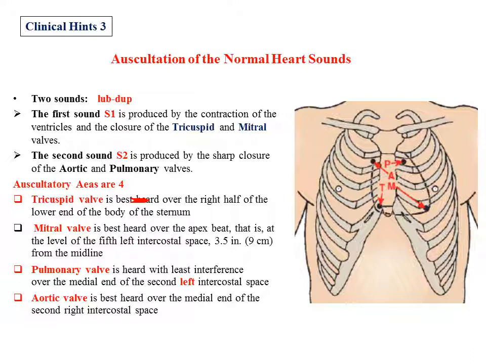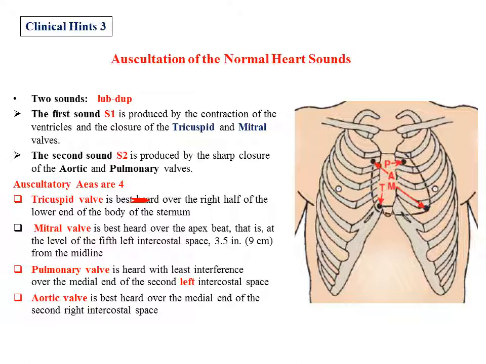Auscultatory areas: tricuspid is best heard over the right half of the lower end of the body of the sternum. This is clinically speaking now. The mitral valve is best heard over the apex beat, at the level of the fifth left intercostal space, 3.5 inches or 9 centimeters from the midline, as we mentioned earlier in the anatomical locus of the apex.